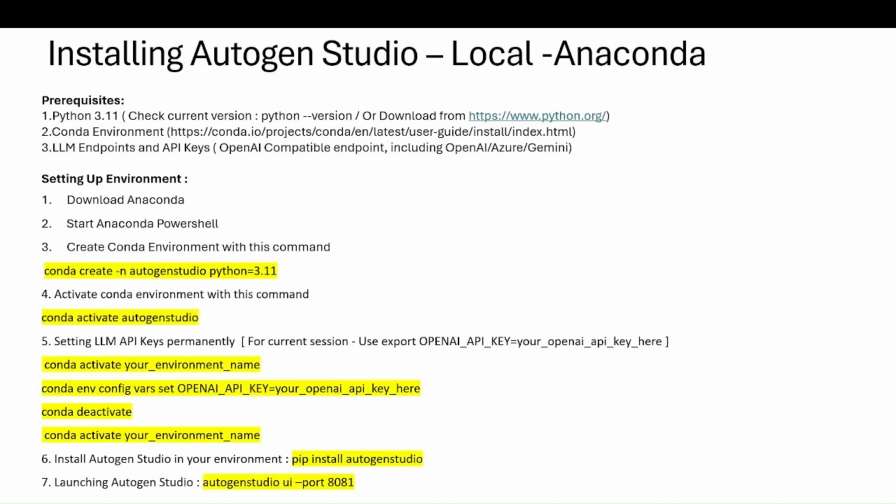Now let's see how to launch AUTOGEN Studio from the Conda environment locally. After downloading and installing Conda, creating the environment inside Conda, activating the environment, setting up the LLM API keys, and installing AUTOGEN Studio inside this environment, we are now ready to launch the AUTOGEN Studio UI. For that, again go to the Anaconda PowerShell, and since I've already created the environment earlier, I'll just activate the environment again.